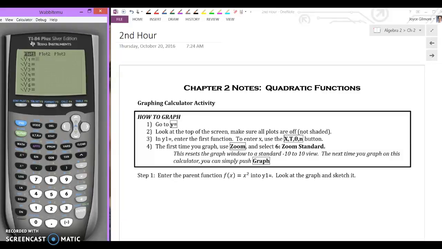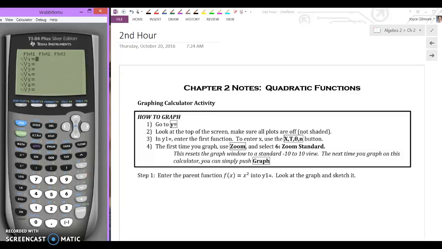Do you see how plot 1 on my screen is darker, like it's been selected? That means that there's a plot on. And when there's a stat plot on these calculators, it can mess with your graphs. So you need to turn those off. If they ever are on, you simply arrow up until that plot is blinking and then push enter, and that will turn the plot off. So you want all 3 of those plots at the top of the screen to be not highlighted. Okay?